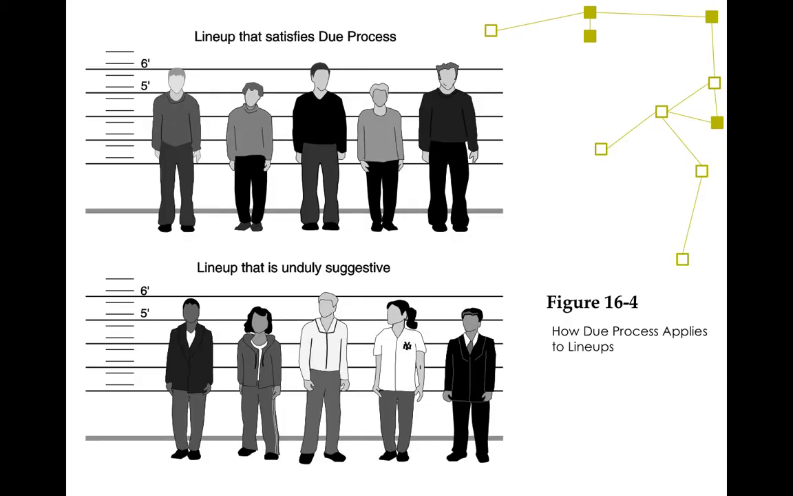So let's look at these two lineups, right? The top one has similar characteristics. The bottom one is unduly suggestive, right? There's probably two women in the lineup. People are dressed very differently.